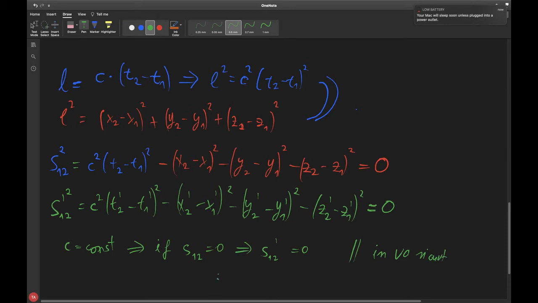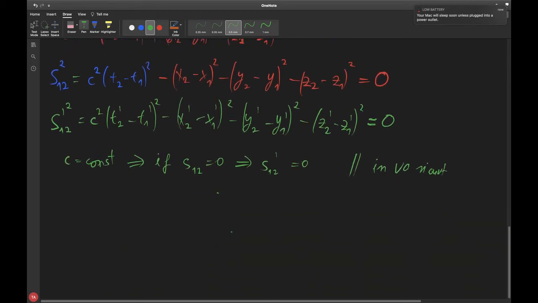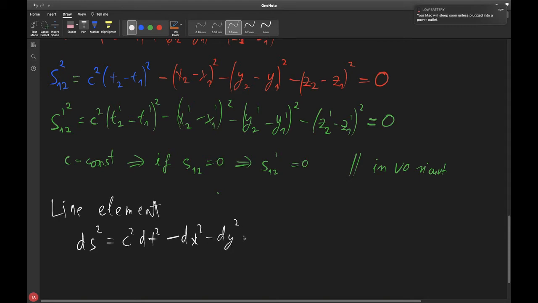So the next thing to define is the line element, which is very similar. So the line element is defined to be ds, so I am changing to ds squared will equal c squared dt squared minus dx squared minus dy squared minus dz squared.